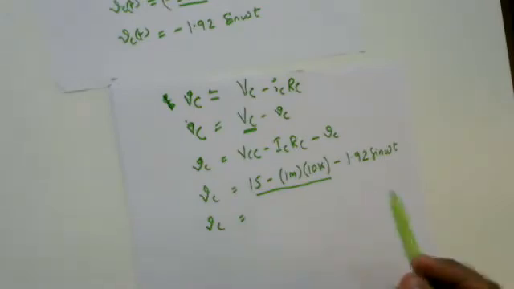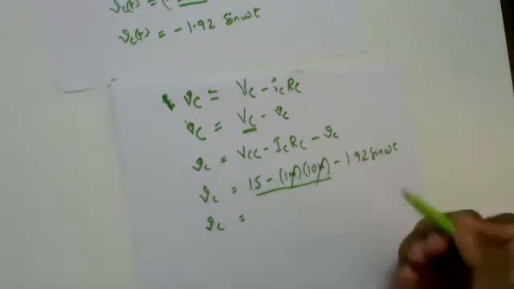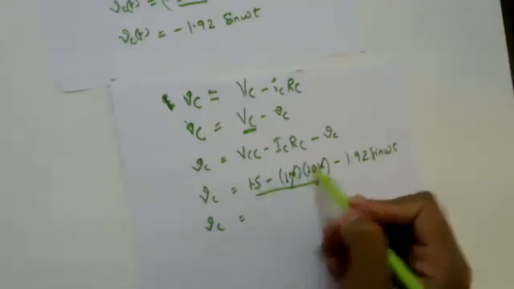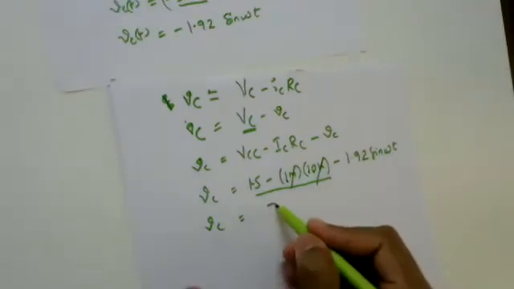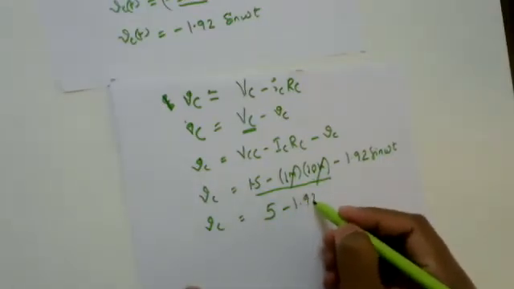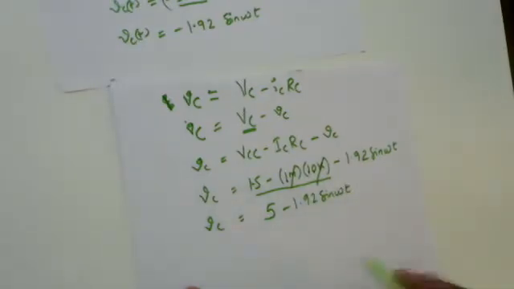My dear students, this is milli. Milli and kilo get cancelled. 10 into 1, 10. 15 minus 10, 5. How much time do we require? 5 minus 1.92 sine omega t. This is your answer.